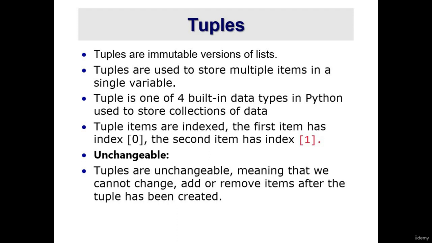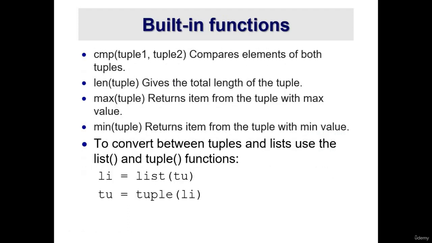Now let's move on and learn something more about tuples. There are very few built-in functions, or in fact no built-in functions, for tuples in Python, because we cannot insert, append or remove items from the tuple. All these functions were only for lists. cmp is used to compare: cmp tuple 1 tuple 2. cmp stands for compare, so it compares the elements of 2 or more tuples. len gives the total length of a tuple. max returns the item from the tuple with the maximum value, and min returns the item with the minimum value.